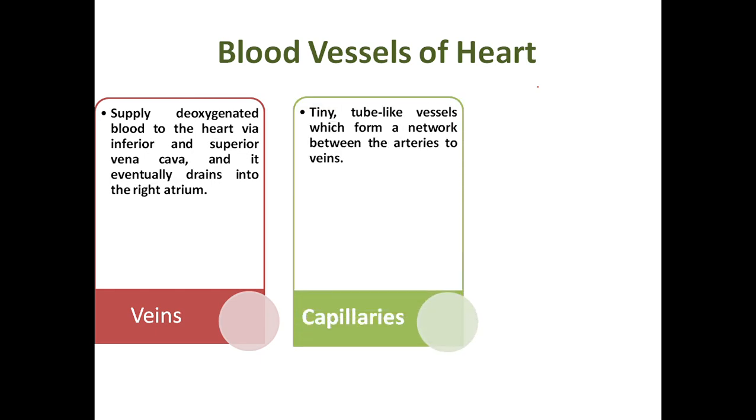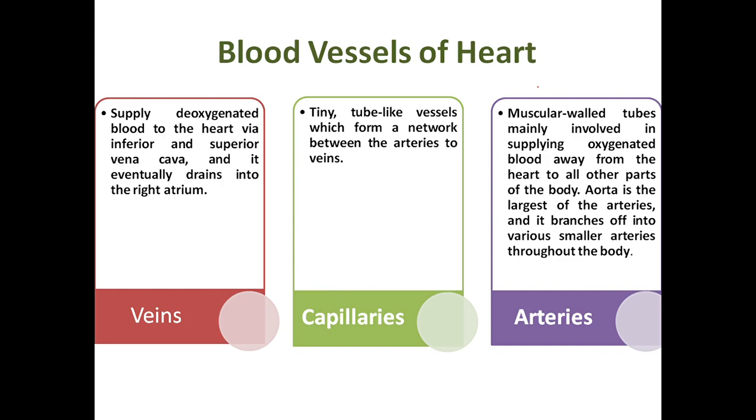Capillaries are tiny tube-like structures which form the network between the arteries and the veins. Then the arteries are muscular-walled tubes mainly involved in supplying oxygenated blood from the heart to the other parts of the body. The aorta is the largest of the arteries, and it branches off into the various arteries throughout the body.